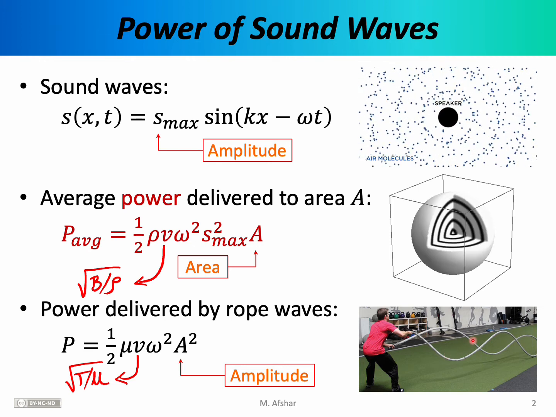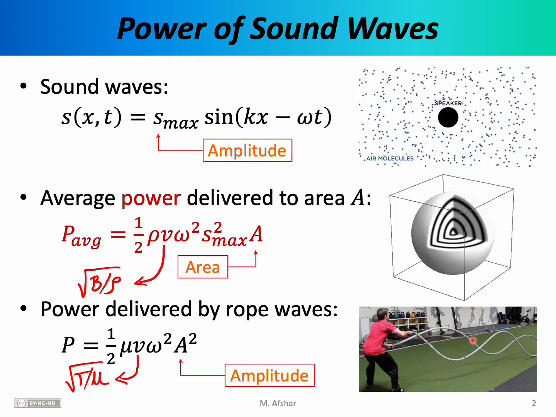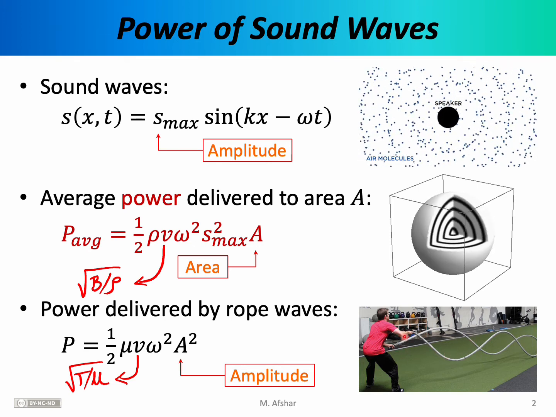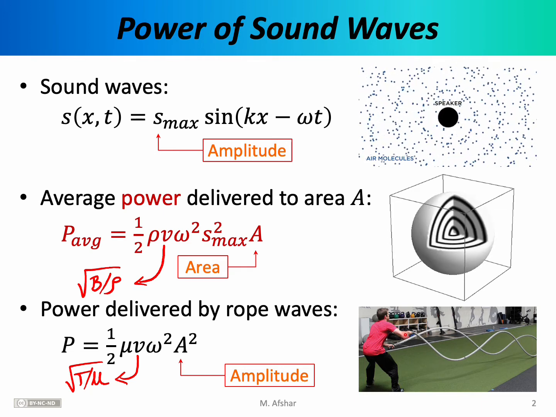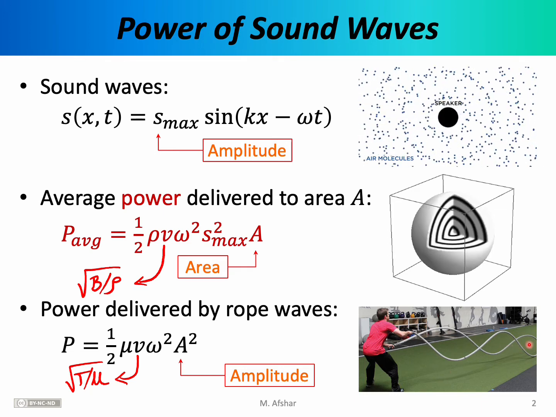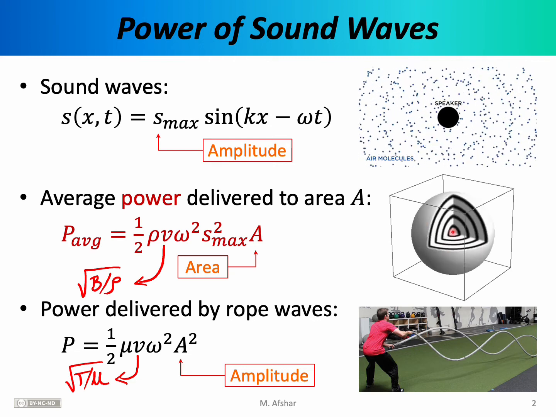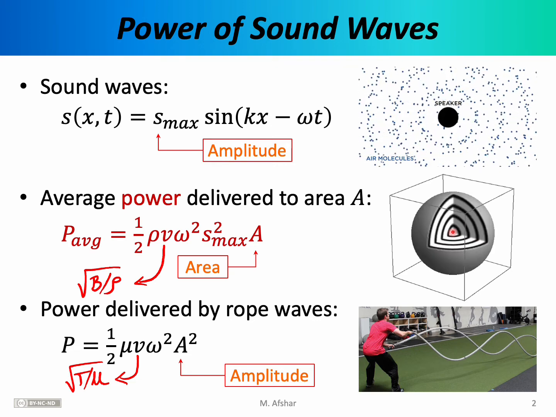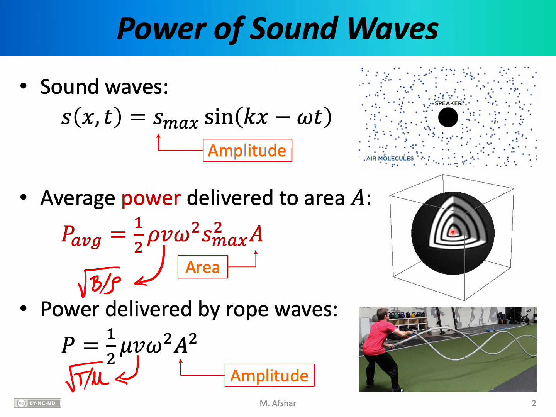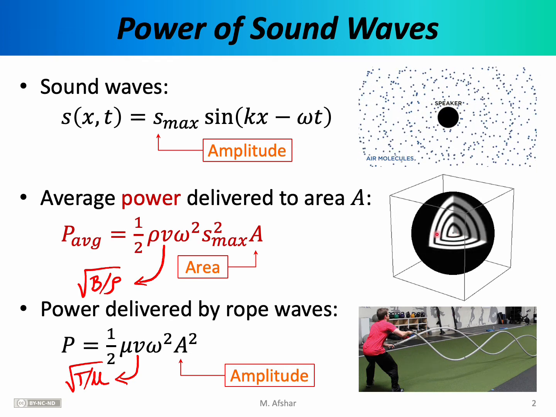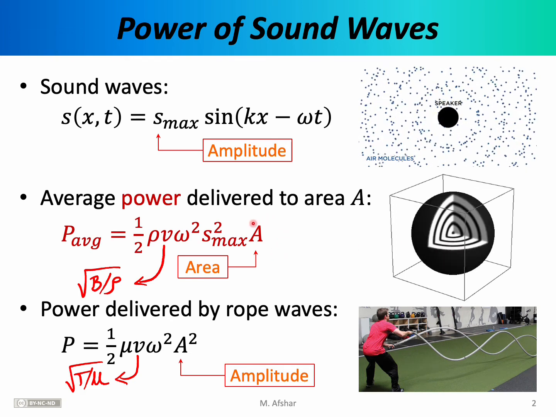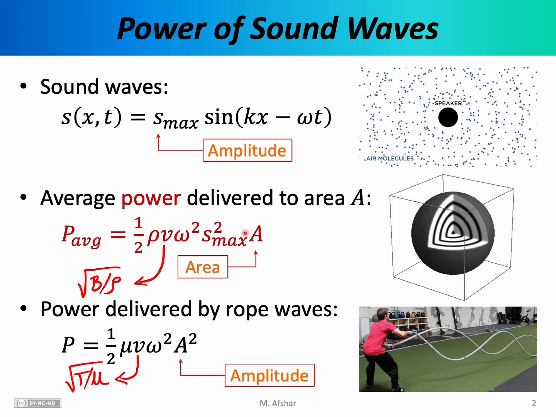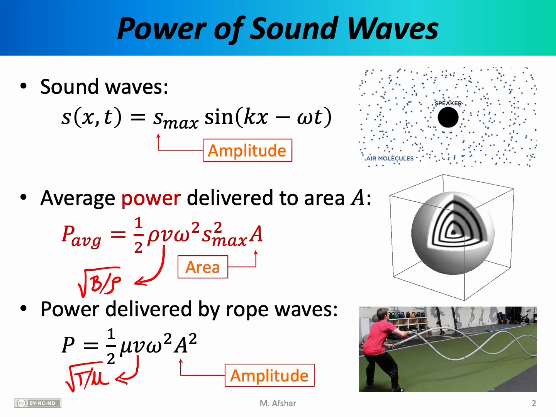With rope waves, the energy really had nowhere else to go. The energy would be generated at one end of the rope, and the only place it could go was the other end of the rope. With sound waves, the energy has three different directions that it could go, so the area over which it is spread is going to be important for us, so the area shows up in the formula for average power.